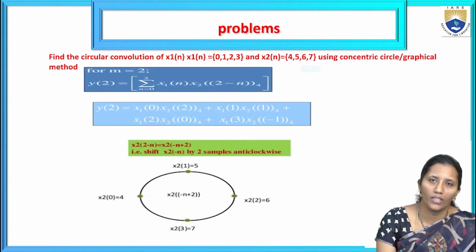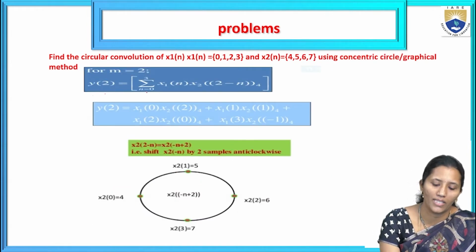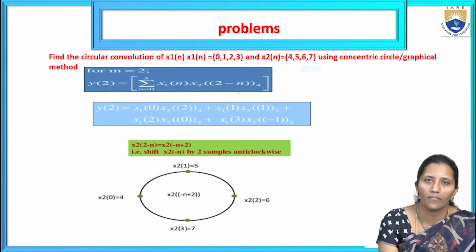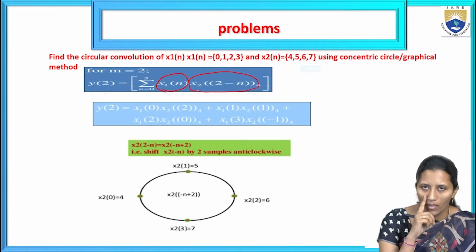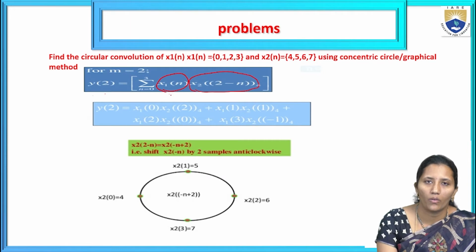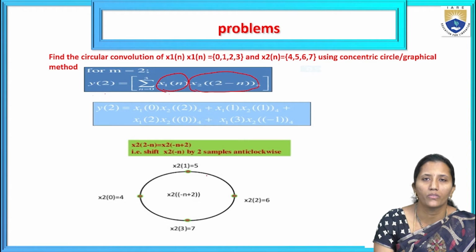For m is equal to 2, in the formula if we substitute, y of 2 is equal to sigma n is equal to 0 to 3 x1 of n, x2 of m minus n. M is equal to 2 here. So x2 of 2 minus n. So we are multiplying this x1 of n series with the x2 of 2 minus n series. We already know how to plot the x1 of n. We should not change that circle. Only x2 of 2 minus n we have to change. So here to get the x2 of 2 minus n, we have to shift the x2 of minus n by 2 samples in the anti-clockwise direction.